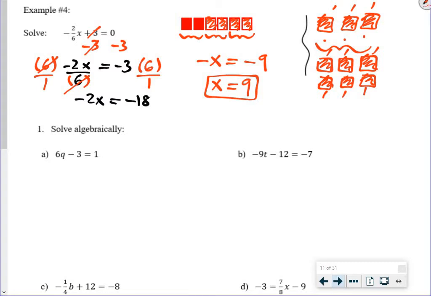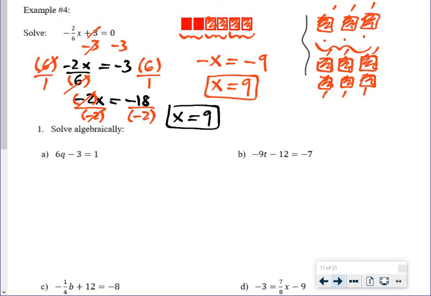And now I need to get rid of this negative 2. Negative 2 times x. So I need to do the opposite of multiplying by negative 2. I divide by negative 2. Negative 2 divided by itself is 1. So I have x equals, and negative 18 divided by negative 2 is positive 9.